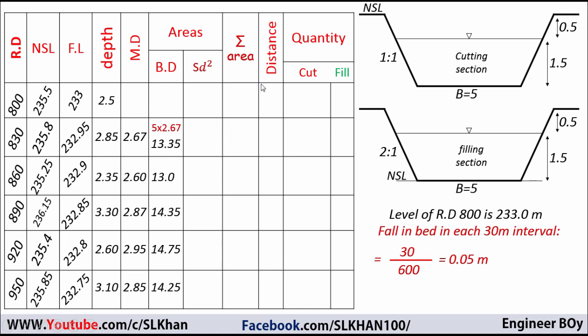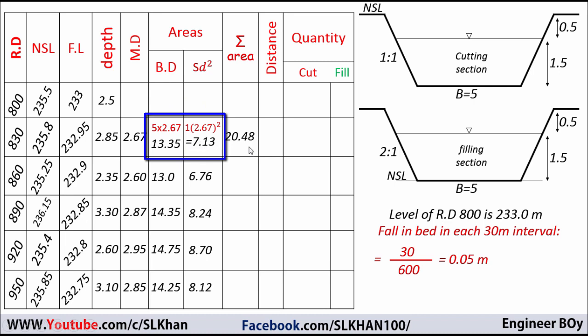Alright, so SD square, S means the side slope, this time we got only 1, and D is the mean depth. So for the RD 830, this is 1 times 2.67 square, which is 7.13. Do the same thing for the remaining RDs. Just plug the side slope as 1 and the mean depth at the front of that RD. Now the summation of areas: just add these both areas in the same rows. Like 13.35 plus 7.13, this is 20.48, and the same thing for the rest.